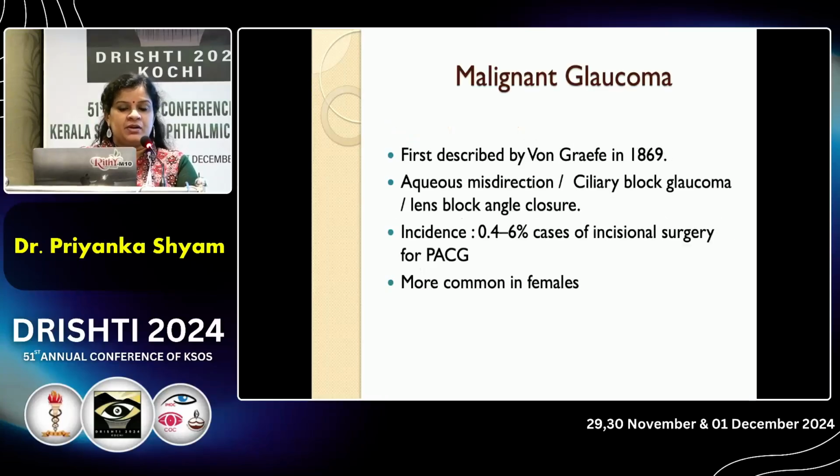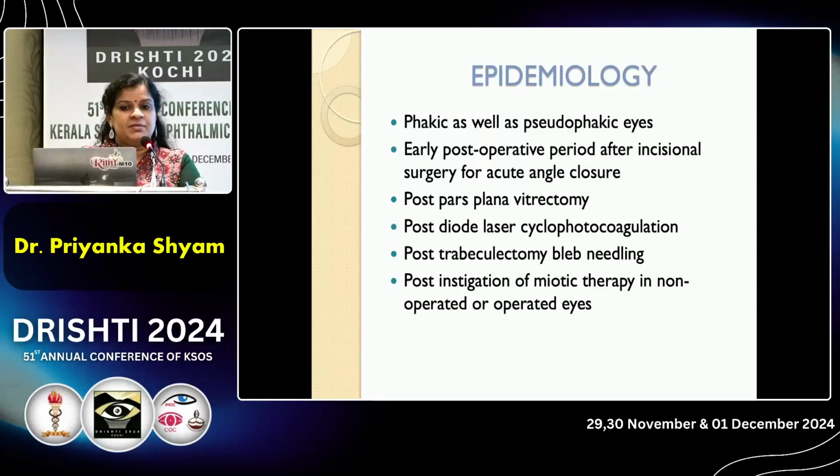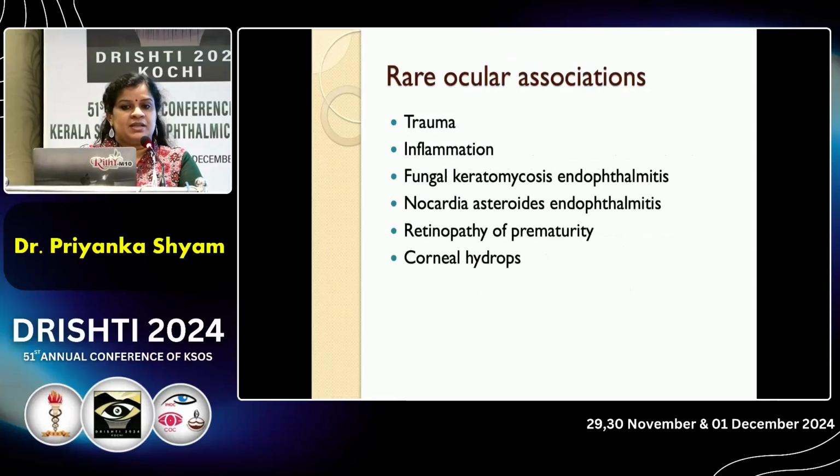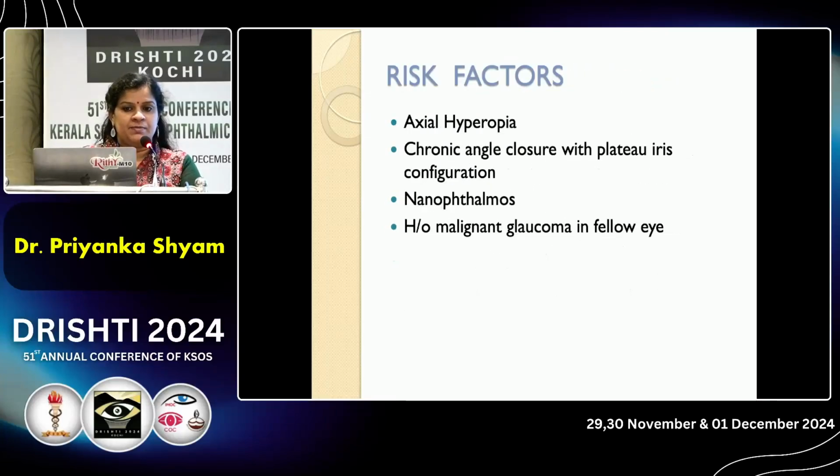Now coming to malignant glaucoma, it was first described by von Graefe, and the other terms are aqueous misdirection, ciliary block glaucoma, and lens block angle closure. Incidence is 0.4 to 6% of cases of incisional surgery for PACG, more commonly seen in females. It can be seen in both phakic as well as pseudophakic eyes, and it may be seen after various ocular surgical procedures. These are the rare ocular associations of malignant glaucoma. The risk factors are axial hyperopia, chronic angle closure with plateau iris configuration, nanophthalmos, and history of malignant glaucoma in the fellow eye.